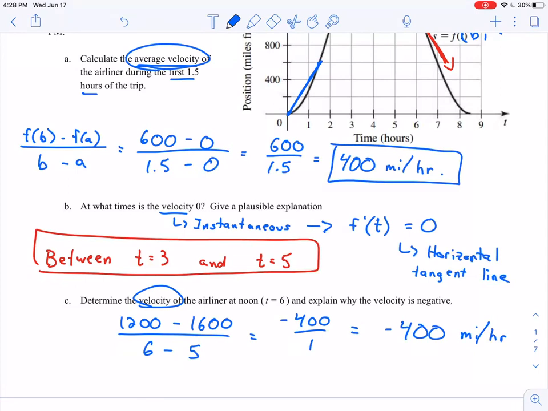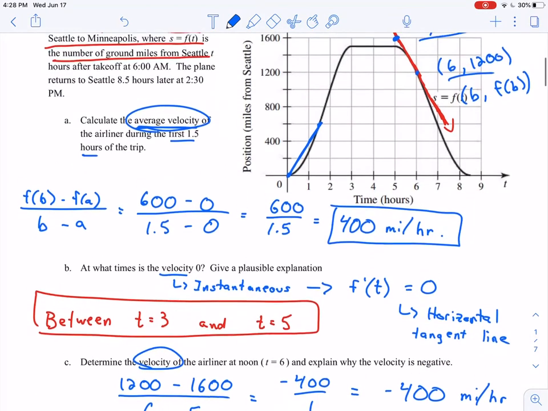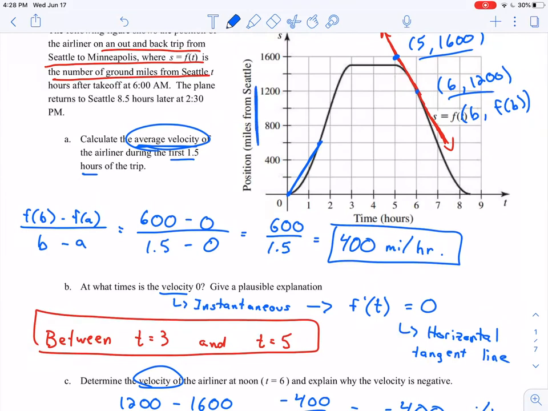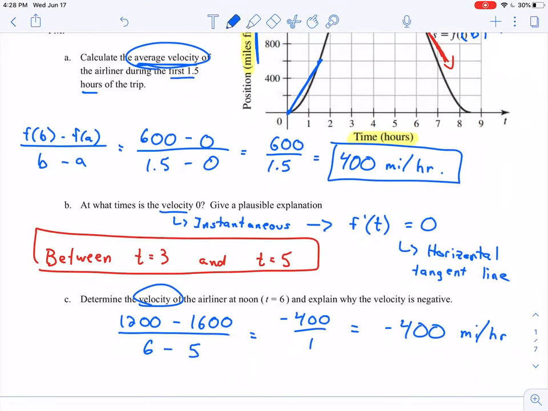So, okay, we have the velocity, and then it says, and explain why the velocity is negative. So we ended up with a negative, which is good. We were supposed to. Why is the velocity negative? Remember that this describes a rate of change of the miles from Seattle. So this is telling me how my miles from Seattle is changing with respect to time. If I write this as a fraction, negative 400 miles from Seattle, divided by 1 hour.